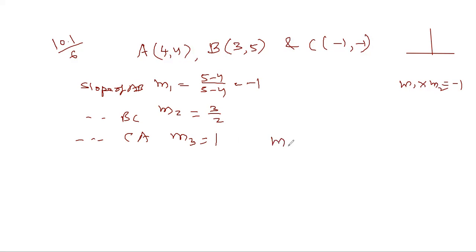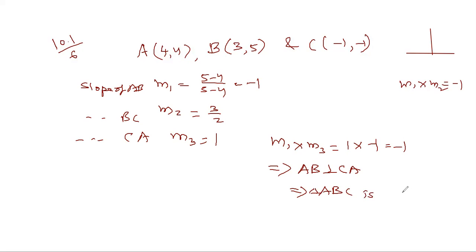Now if you see M1 into M3, that means the slope of AB and the slope of CA, is equal to 1 into minus 1, that is minus 1. So this shows that AB is perpendicular to CA. So one pair of lines is perpendicular, which shows that ABC is a right angled triangle. The triangle ABC is a right triangle, that we had to prove. Okay.